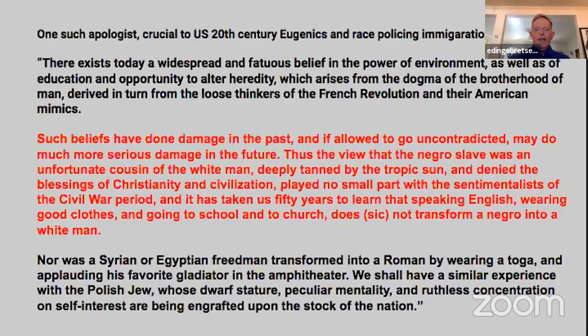So The Passing of the Great Race, in 1915, by 1920 was in common press. Grant writes, such beliefs have done damage in the past, and if allowed to go uncontradicted, may do more serious damage in the future. Thus, the view that the Negro slave was an unfortunate cousin of the white man, deeply tanned by the tropic sun, denied the blessings of Christianity and civilization, played no small part in the sentimentalists of the Civil War period. It has taken us 50 years to learn that speaking English, wearing good clothes, and going to good schools and churches does not transform a Negro into a white man.